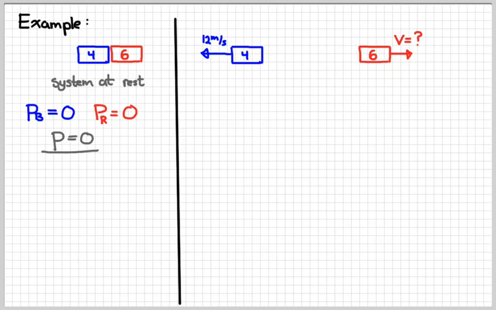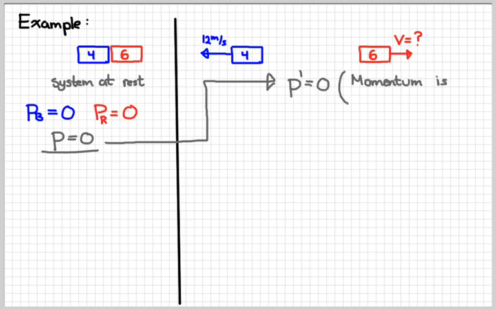Since the blue object is at rest, it's got a momentum of 0. The red object is also at rest, so it's got a momentum of 0. Together, the total momentum of the system is 0. 0 plus 0 is 0. Hard math right there. This momentum is not going to change. So after the red and blue objects push each other apart, the total momentum of the system is still 0.